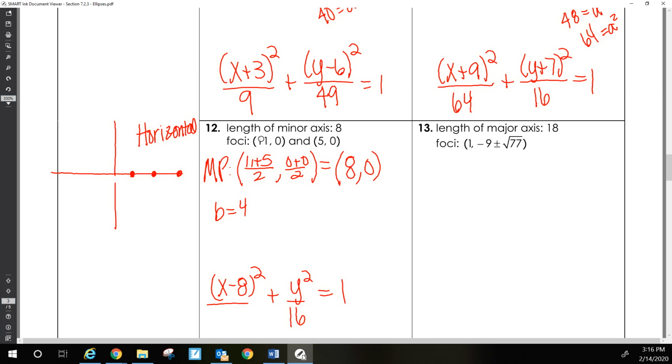And then we're going to have to use the foci again to find our a value. So the distance between 11 and 8 is 3. So c is 3, c squared is 9. So 9 is equal to a squared minus b squared, which we said was 16. When I move that 16 over, we know a squared then is 25.